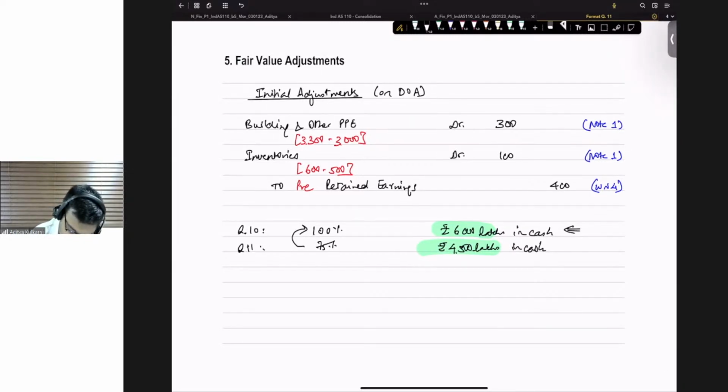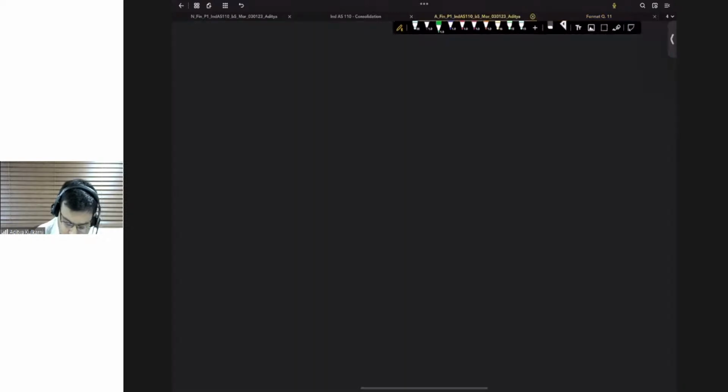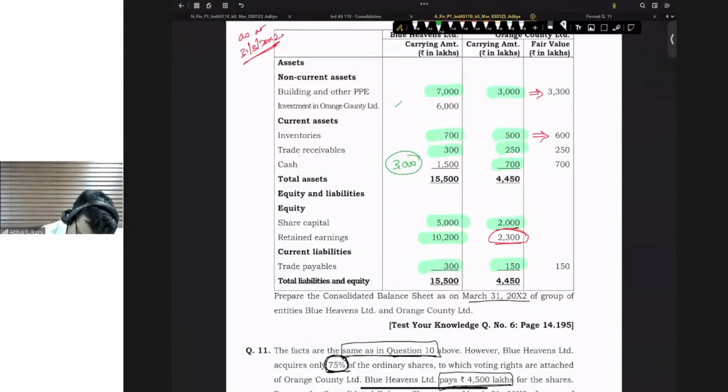what will be the effect? The effect will be, in question 10, you would have passed the entry investment in Orange County debit 6,000 to bank 6,000. What question 11 is telling? It is not 6,000. It has acquired it for 4,500. That is why the cash balance for the purposes of question 11 increases by 1,500, which is the impact we had given here. This is 3,000 and this is 4,500. I hope that it is clear, Srishti. Okay. All right. Next one, Kaushik.